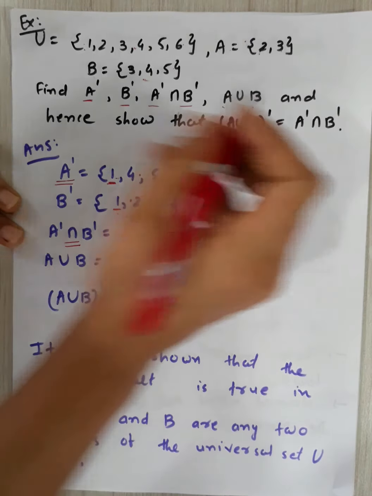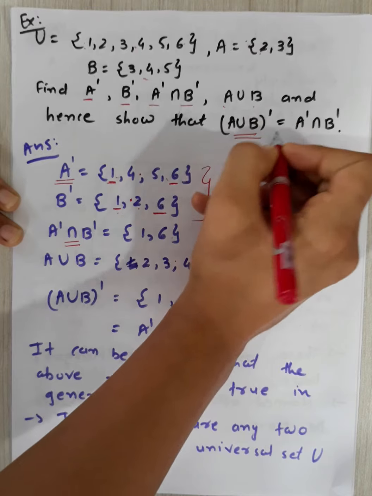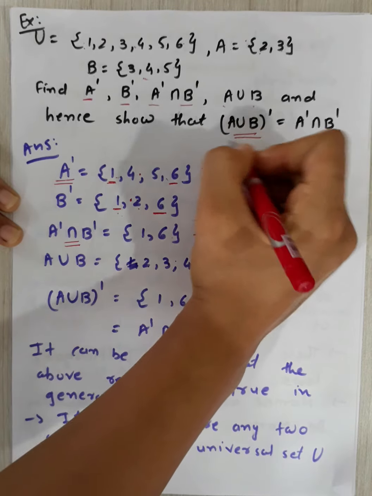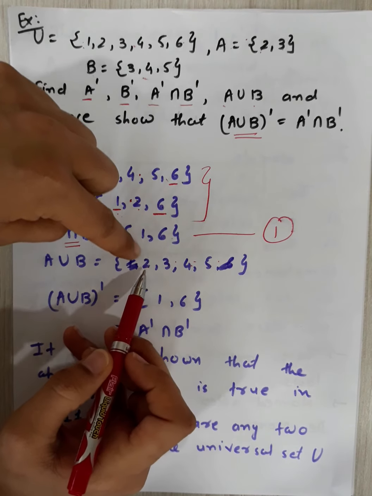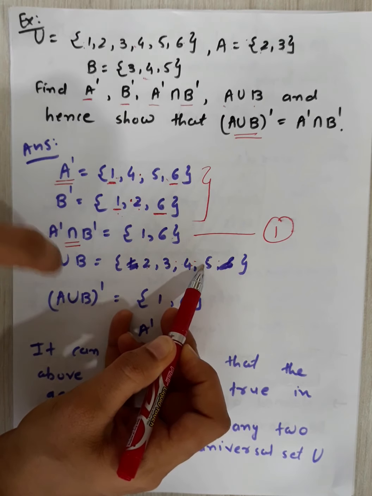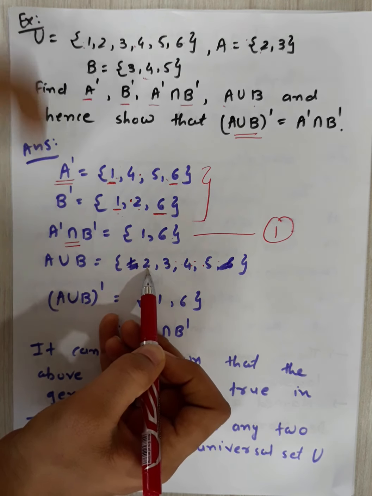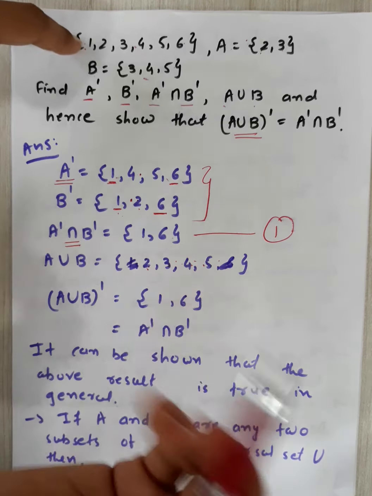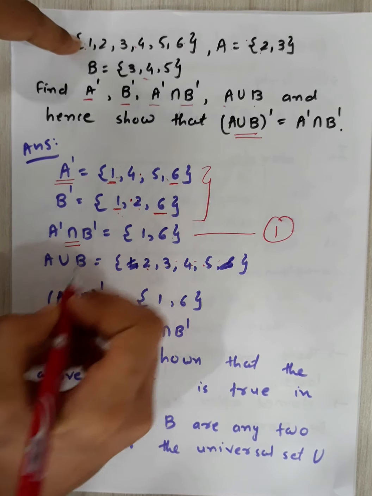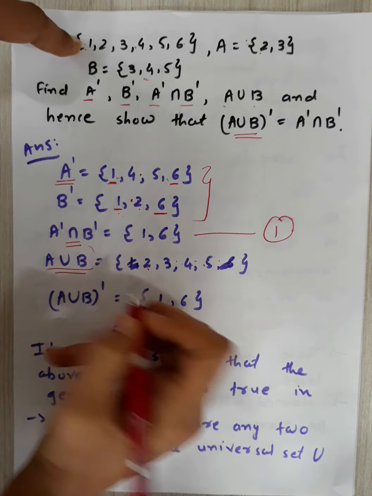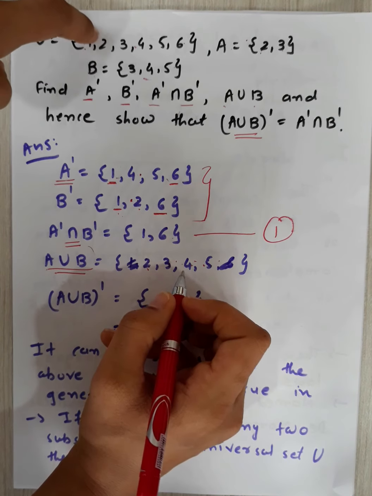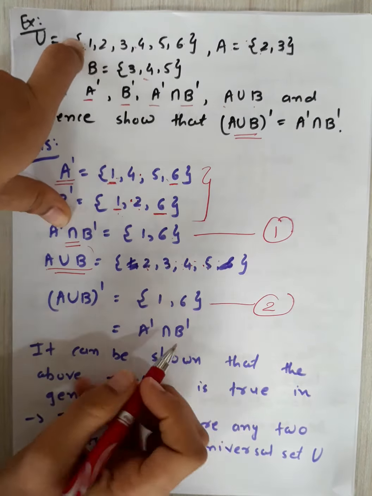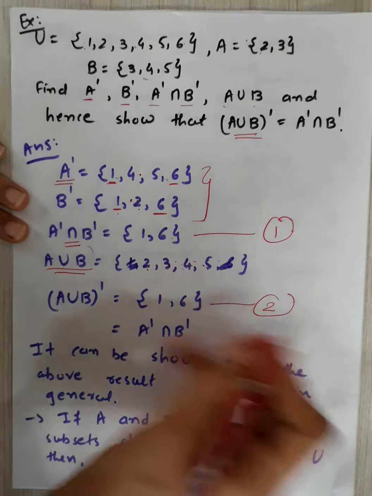Now hence show that (A union B) whole dash is equal to A dash intersect B dash. We already have A dash intersect B dash, right? So now you have to find (A union B) whole dash. A union B means {2, 3, 4, 5}. Now you have to find the dash of this, meaning all the elements of U apart from the elements of A union B, 2, 3, 4, 5. So it is {1, 6}. This is {1, 6} and this is {1, 6}.